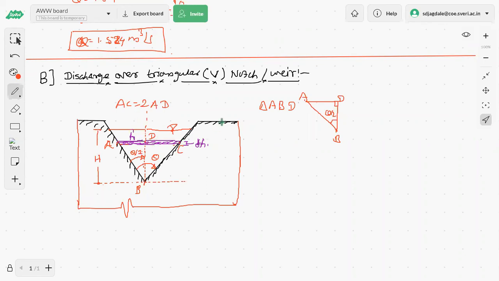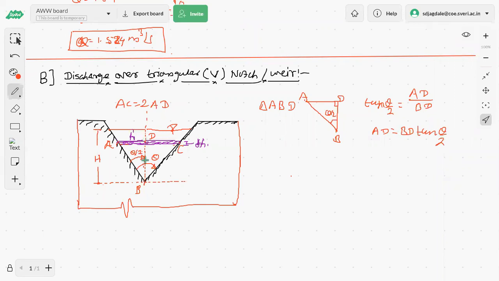So if you go for the tan of theta by 2 in this triangle, tan is opposite by adjacent. So the opposite side is AD upon the adjacent side BD. So AD is half of the top width, and AD is equal to BD tan theta by 2.